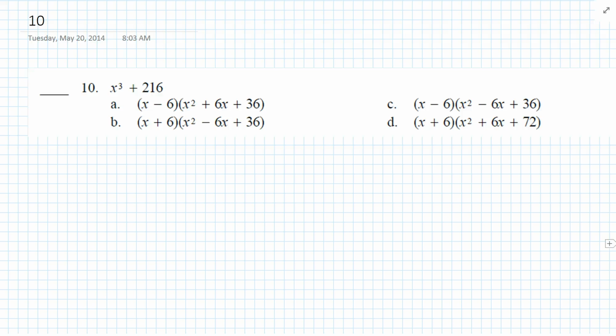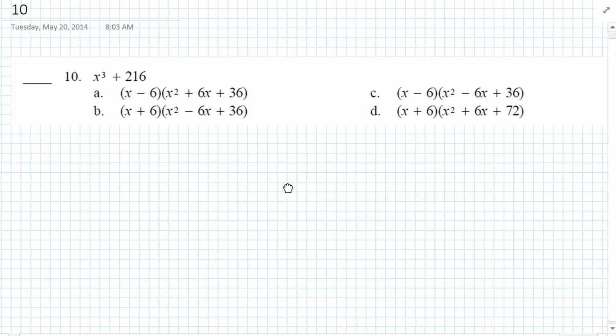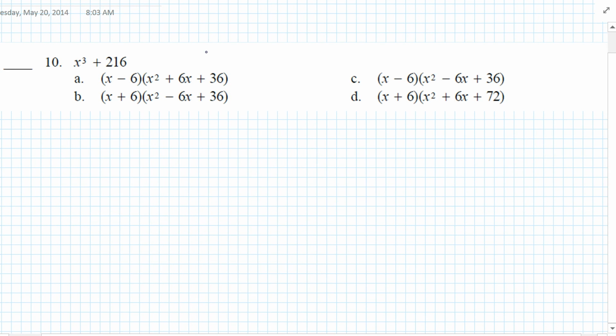x cubed plus 216. Okay, the easiest way to remember this one is that x cubed plus c cubed has a specific pattern. It's going to go x plus c times x squared minus cx plus c squared. So we've got to find the cube root of 216 to do this.